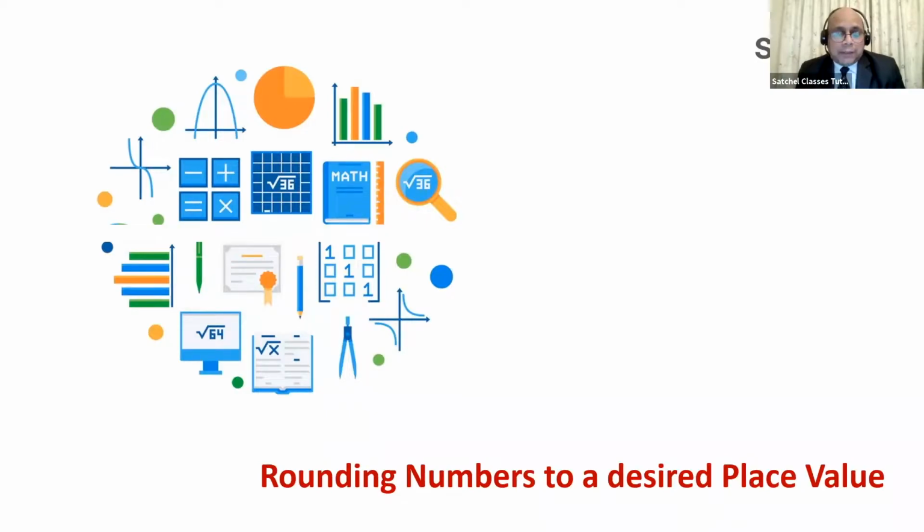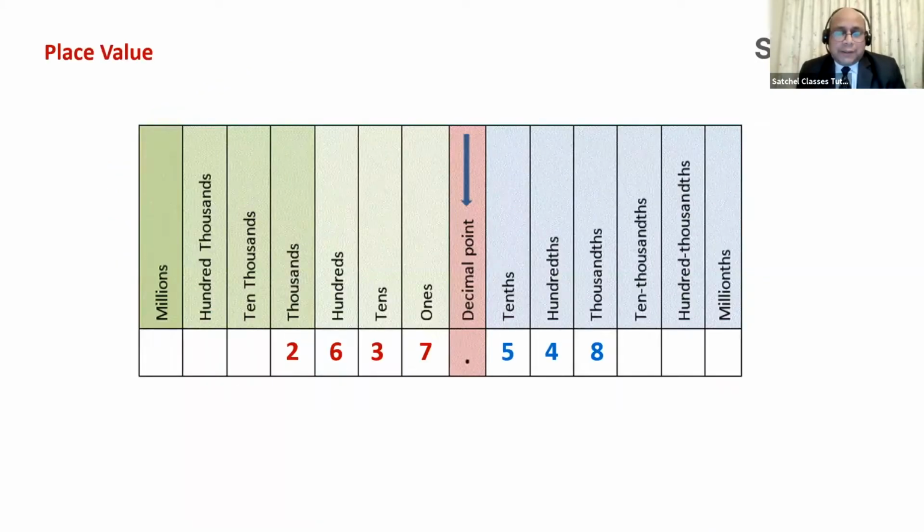The prerequisite for this particular topic is your knowledge about place values. So let's do a quick recap. I'm sure all of you are aware of this concept. If you have a decimal at the center, the place values to the left of the decimal are called ones, tens, hundreds, thousands, 10,000s, 100,000s, and millions. We are all familiar with that, right? So the digit 3 is in the tens place, while the digit 2 is in the thousands place.